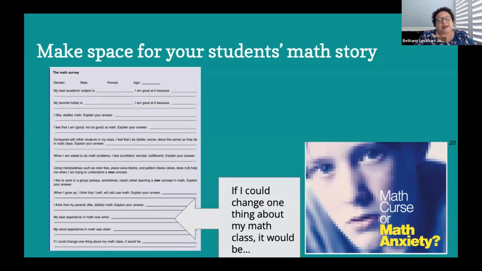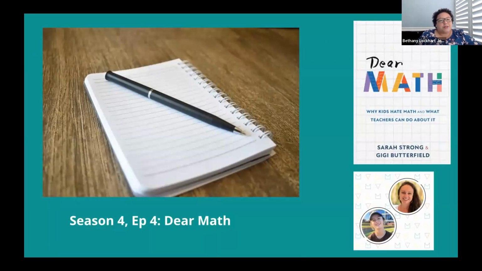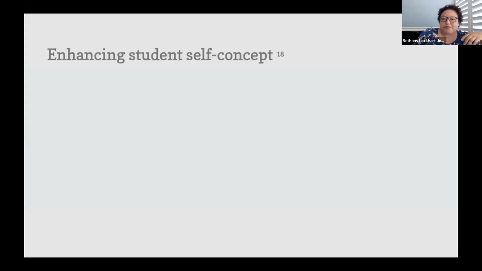If I could change one thing about my math class, it would be... In season 4, episode 4, we talked to authors Sarah Strong and Gigi Butterfield about their great book, Dear Math. I loved this book, Why Kids Hate Math and What Teachers Can Do About It. And I really loved the way that they didn't just invite students to pour out their story, right? It's about what they really did with those stories and how she read each one and she used them to, again, help build her classroom community. It wasn't just like, here, pour out your math anxiety, and then I stick it in a drawer and I never see it. No, it became like a living document and a conversation with the student. So you can ask your kiddos to write Dear Math letters.